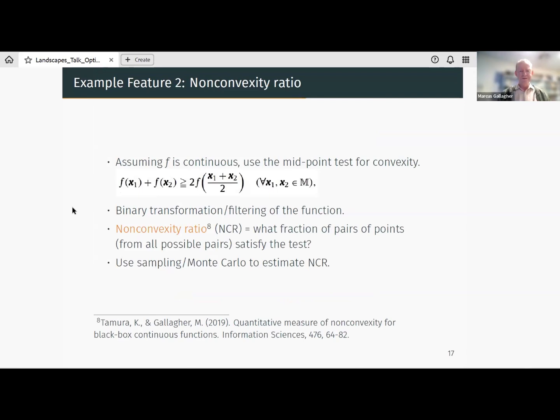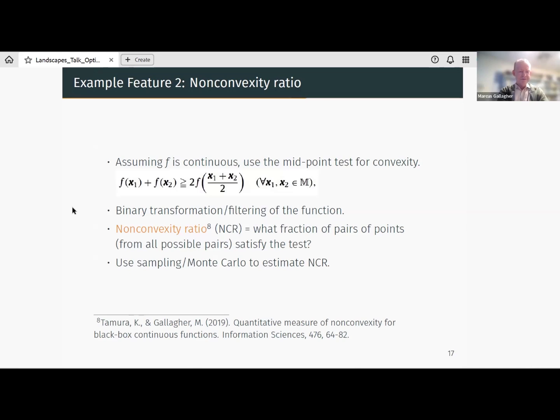All right, so I don't want to run out of time. Second example feature for landscape analysis was this thing called non-convexity ratio.